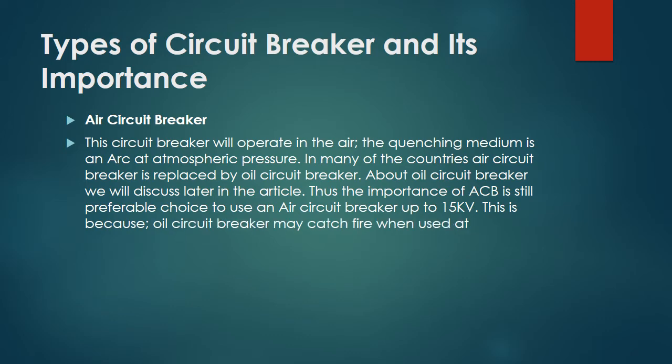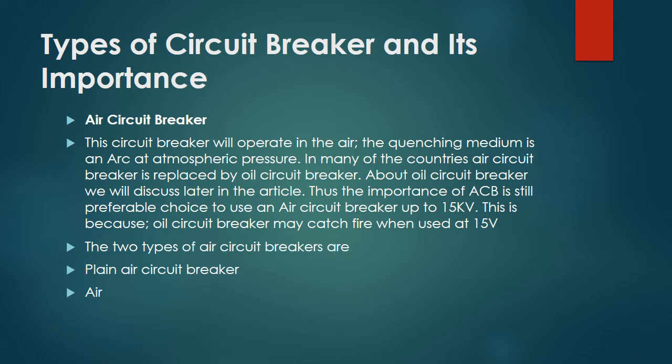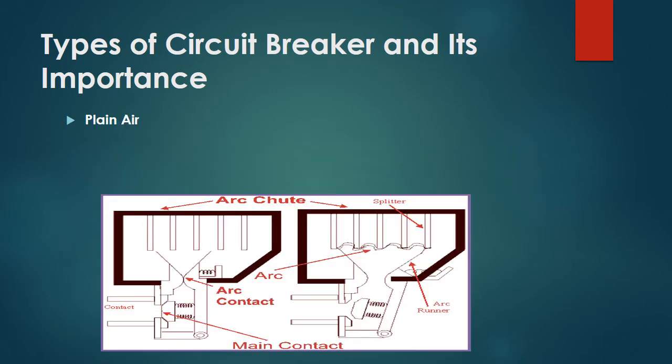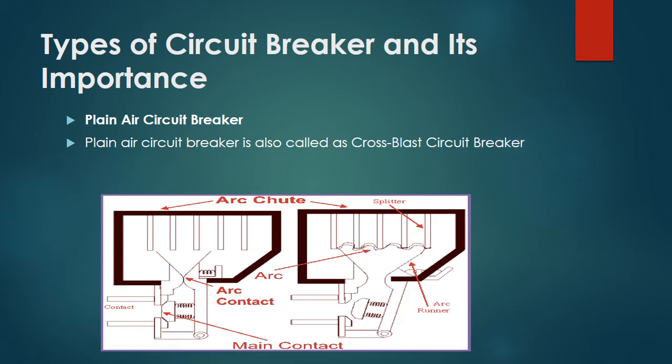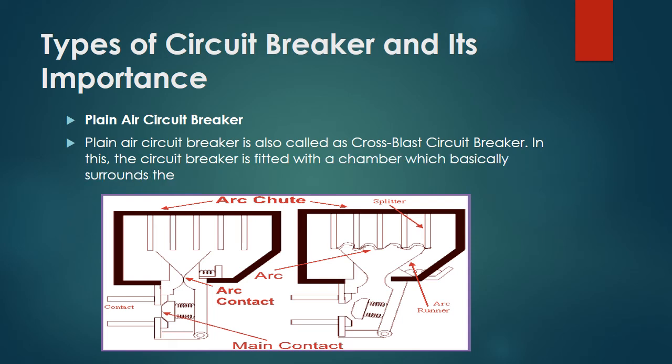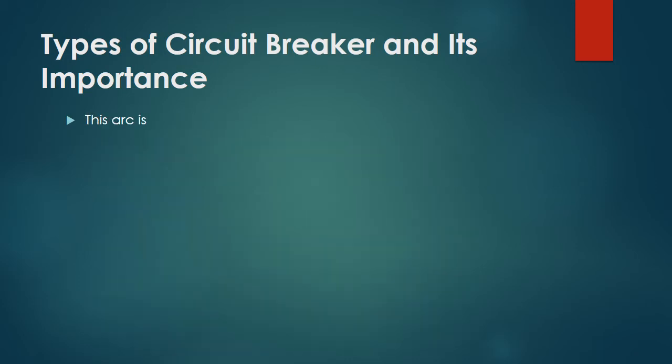Plain air circuit breaker. The plain air circuit breaker is also called the cross-blast circuit breaker. In this, the circuit breaker is fitted with a chamber which surrounds the contacts. This chamber is known as the arc chute. The arc is made to drive into it. In achieving the cooling of the air circuit breaker, the arc chute will help. The arc chute is made from refractory material.